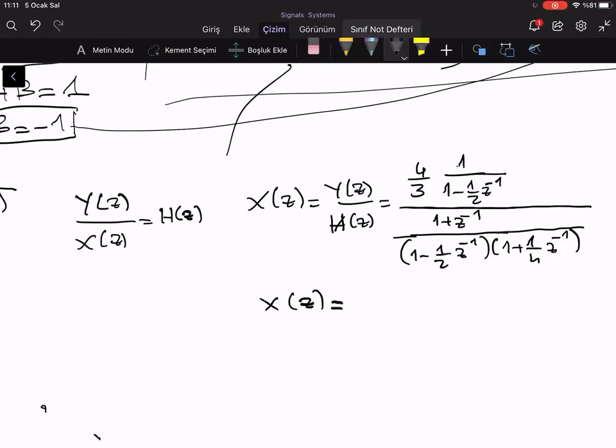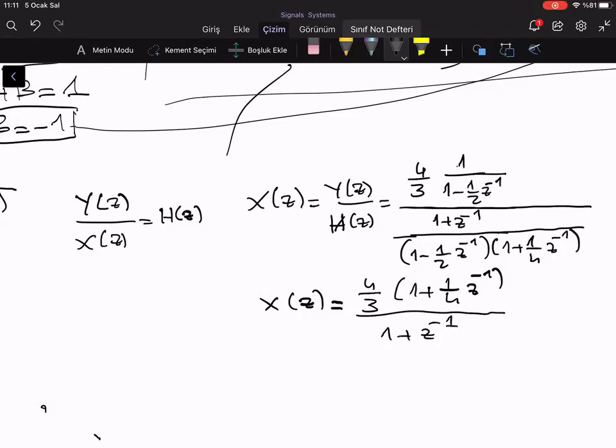So what is X(z) in this case, arkadaşlar? It is 4 over 3 plus 1 over 3 z to the power minus 1, divided by 1 plus z to the power minus 1.